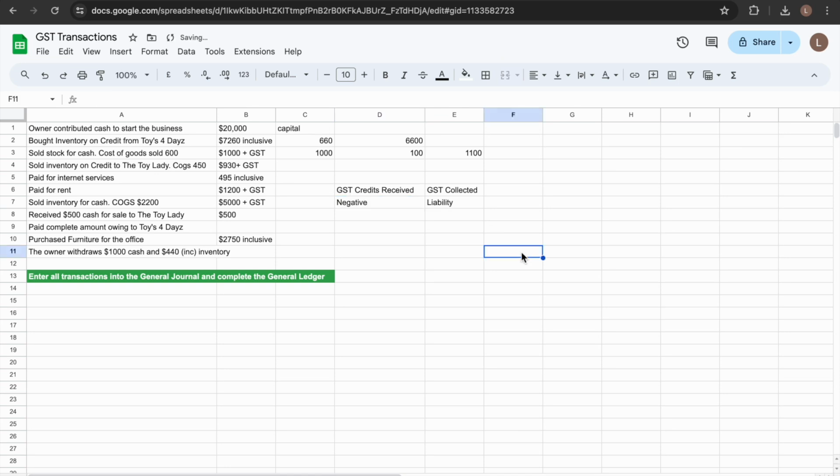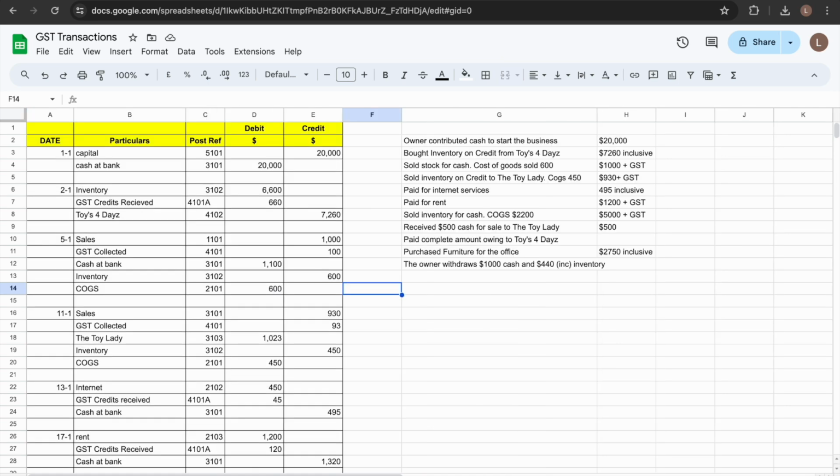Okay, so that obviously explains why you're going to end up minusing it from the GST collected. Now, this one here is going to be a little bit trickier, just because drawings will impact GST. Okay, so jumping over to the general journal.